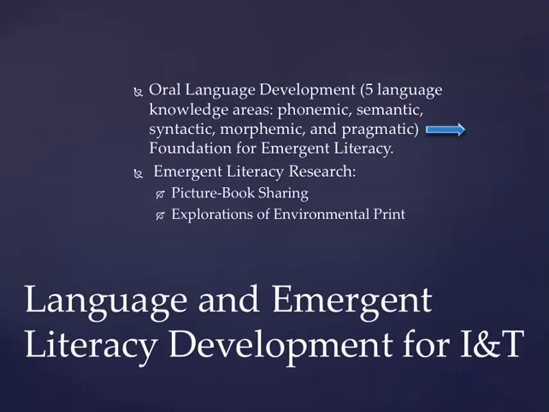Okay, so let's get into language and emergent literacy development for infants and toddlers. Oral language development, which is something that we've been focusing on up until now, has these 5 knowledge areas that we've been looking at. So we have phonemic knowledge, semantic knowledge, syntactic knowledge, morphemic knowledge, and pragmatic knowledge.